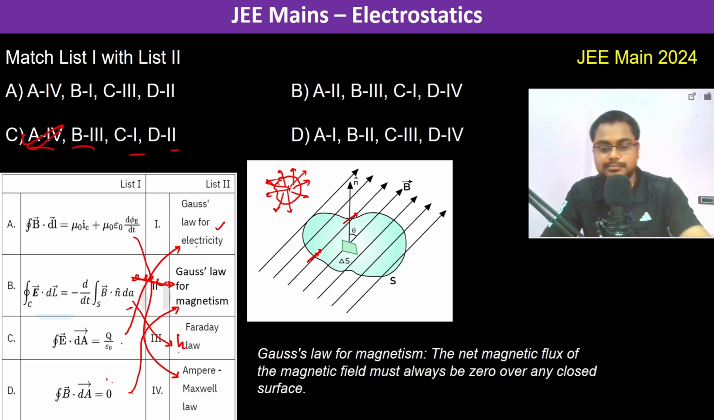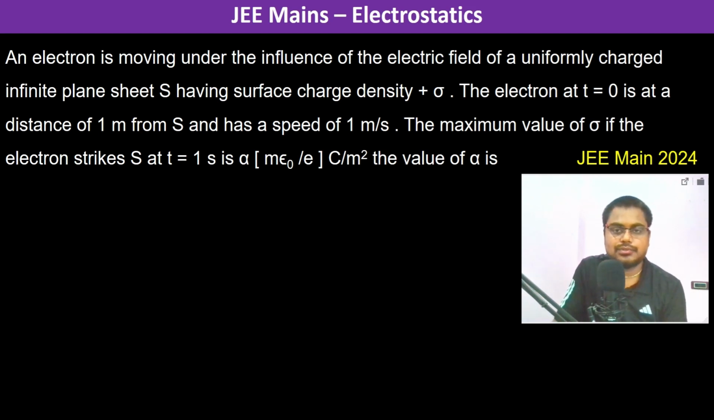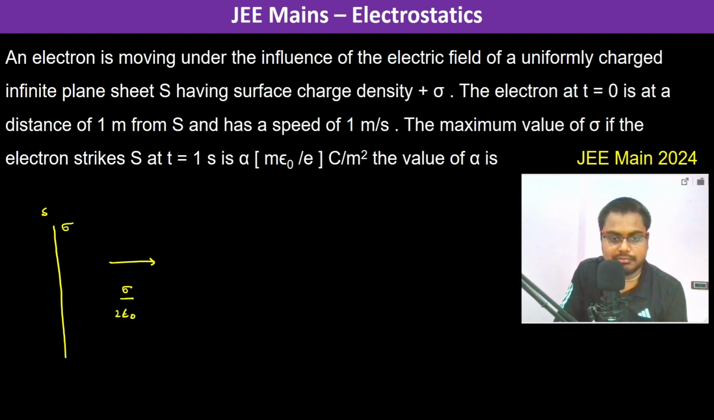Okay, thank you. An electron is moving under the influence of the electric field of a uniformly charged infinite plane sheet. This infinite plane sheet will be producing an electric field of sigma by 2 epsilon naught. It's a uniformly charged infinite plane sheet S, having a surface charge density sigma. Now here at 1 meter distance, there is an electron which is having a speed of 1 meter per second. The speed can be in any direction.